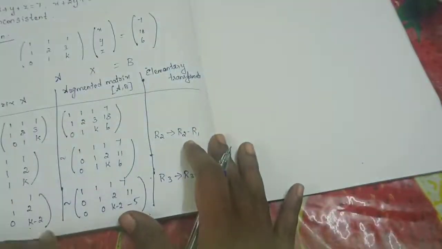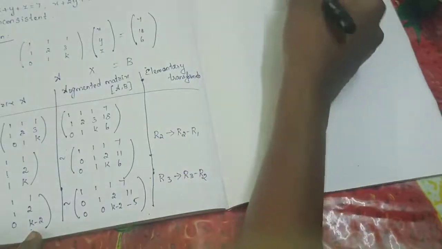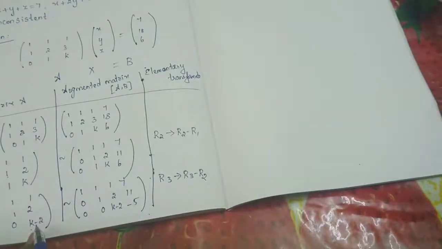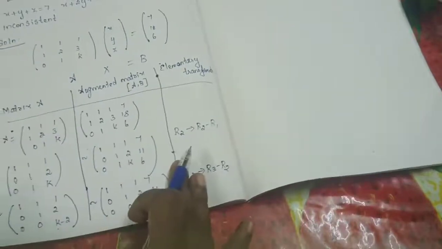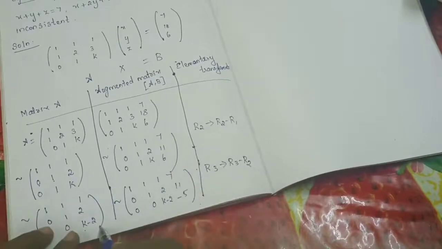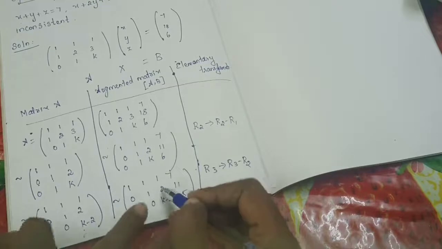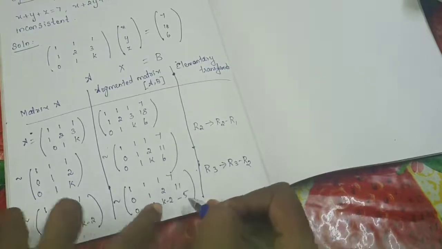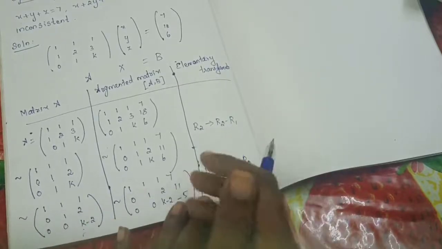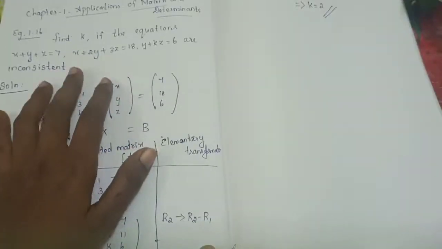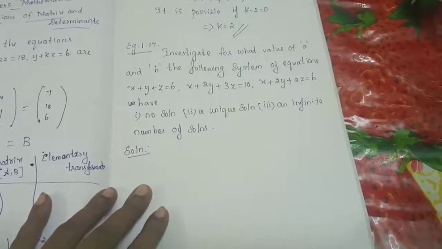Understand? So now you substitute K is equal to 2 here. So what will happen? 2 minus 2 is 0. Correct? So here the rank of A value is 2 and the rank of [A|B] value is 3. So rank of A is not equal to rank of [A|B]. Therefore the system is inconsistent. According to the condition, it is true.